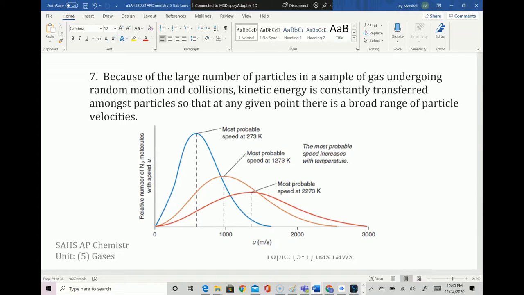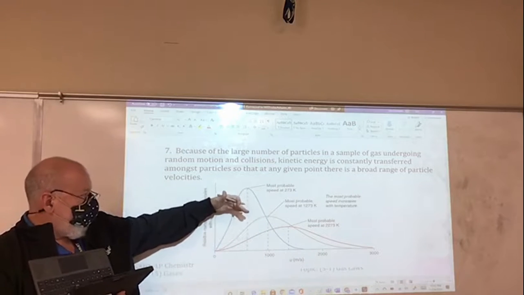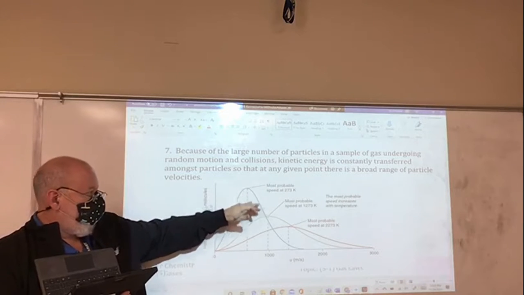But right now, we just kind of need to understand this idea of a distribution of speeds of particles. And so we've got the speed of the particles on the bottom here, and then we've got the number of particles with a certain speed on the y-axis here. And so at certain temperatures for individual substances, we can create a distribution here where we can figure out or visualize what the speeds of particles are in a given sample of gas at different temperatures.